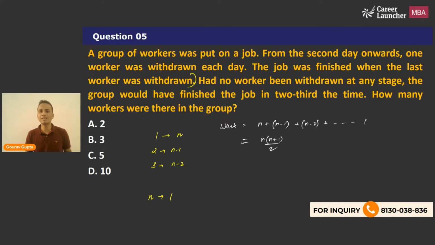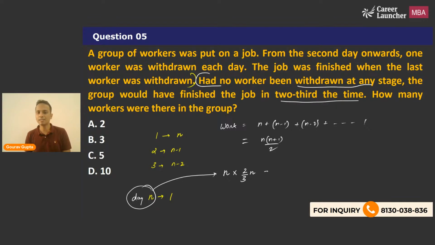So this is one manner in which the work is done. Okay, now let's look at the second way. They are saying that had no worker been withdrawn at any stage, that means if n workers are working on a daily basis, the group would have finished the job in 2/3 of the time. So the total number of days taken would be 2/3 of the previous number of days. Earlier, the total work was finished in n days, so now the work will be finished in 2/3 of n days, and this is also equal to the total work. You can equate these two and get the value of n.